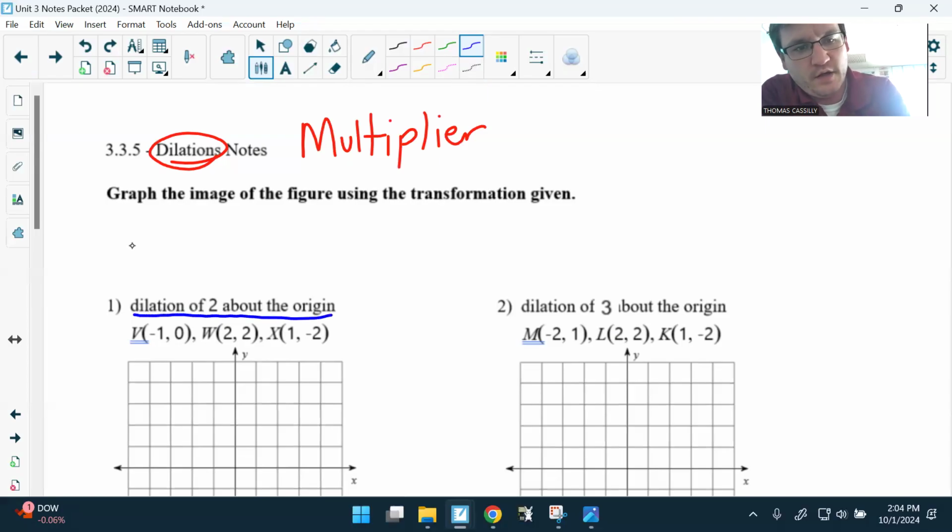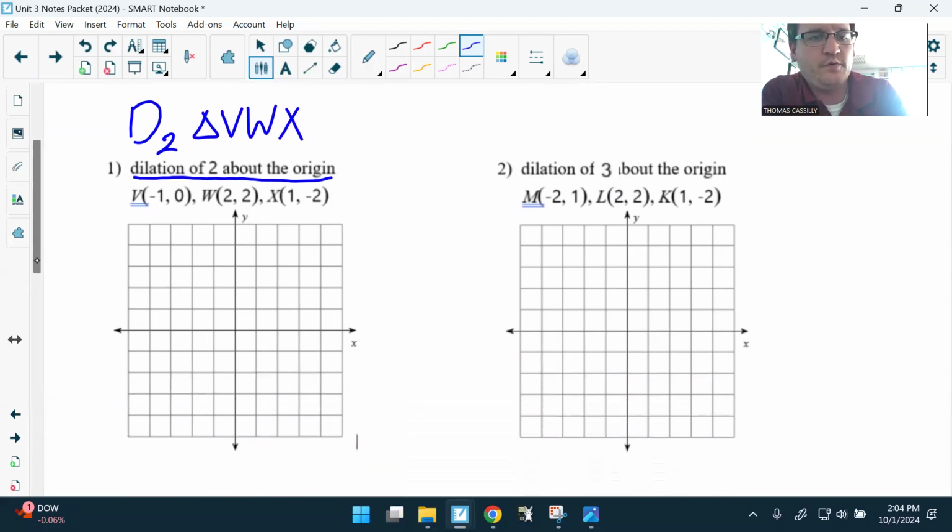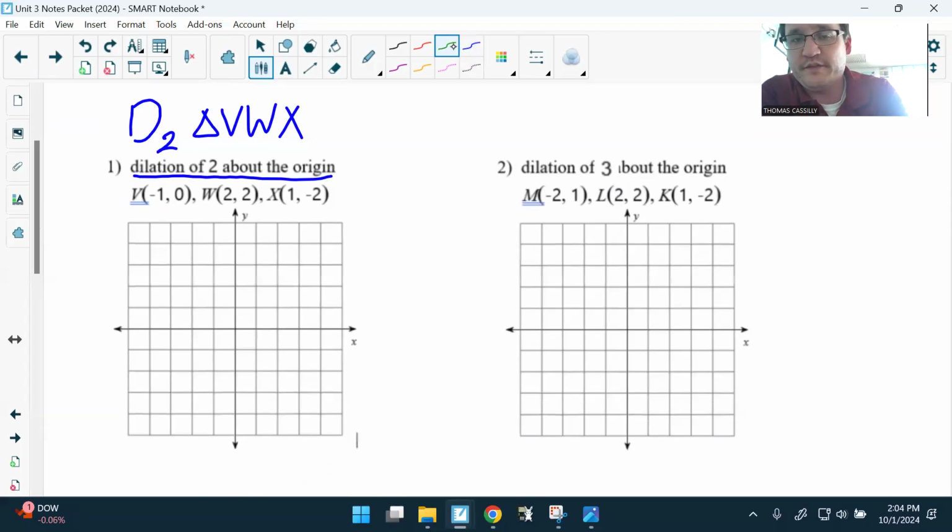My notation here, I'm going to say capital D, and then the number 2. That little 2 is how much I'm multiplying it by. And then I'm going to say triangle VWX. So what are we doing with each one of these? All we're doing is multiplying the ordered pairs by 2. Let me go ahead and plot this one really quickly. So we're at -1, 0. We're at 2, 2. And we're at 1, -2.